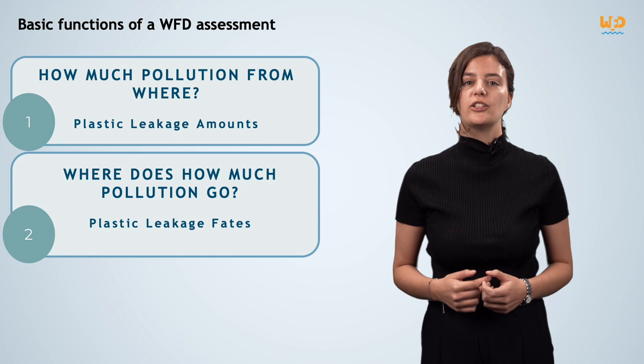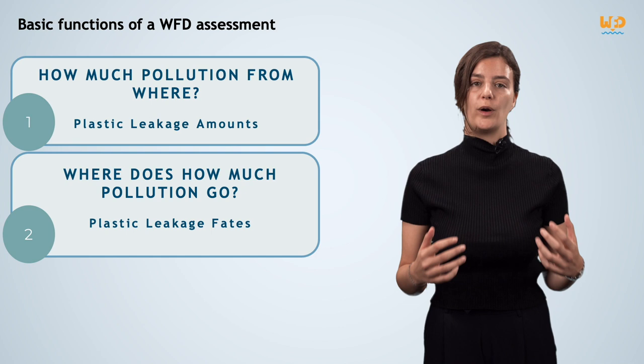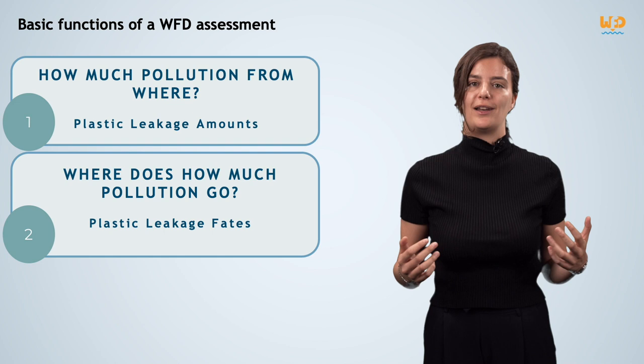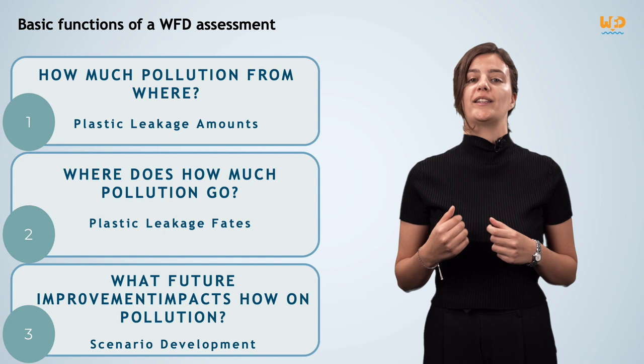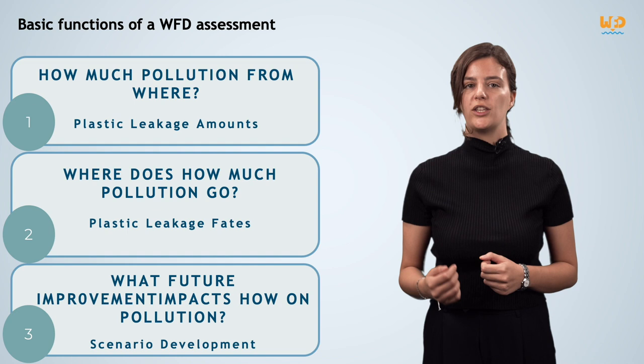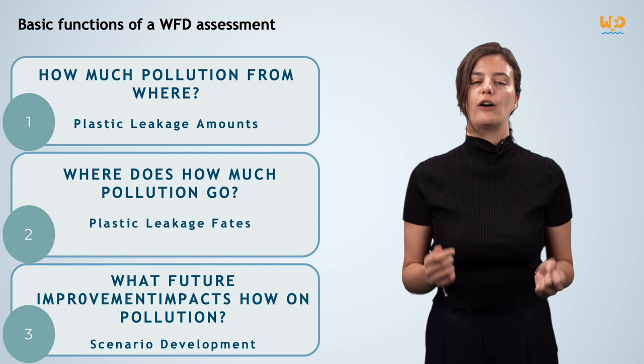Where does how much pollution go? Once the plastic waste is leaked into the environment, the question is, where does it go? Here, the WFD helps estimate how much of the plastic waste leaked goes into water, into drains, stays on land, or is burnt. The WFD assessment tool also has the functionality to estimate how these leakages would change with improvements in the solid waste management system or with changing conditions, for example, the changing population or changing waste generation or composition. We call this the scenario development function of the WFD tool.